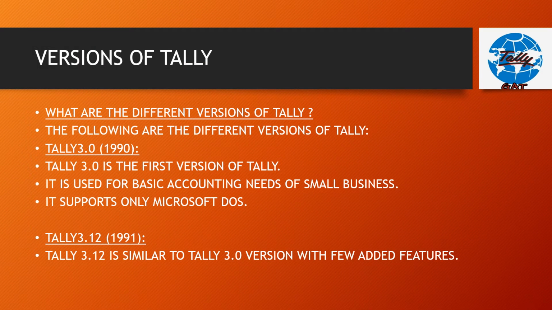Versions of Tally. So what are the different versions of Tally? The following are the different versions of Tally. The first Tally version is 3.0, which was introduced in the year 1990. It is used for basic accounting needs of small business. Tally 3.0 supports only Microsoft DOS. Next version is Tally 3.12. It was introduced in the year 1991. Tally 3.1 is similar to Tally 3.0 version with few added features.